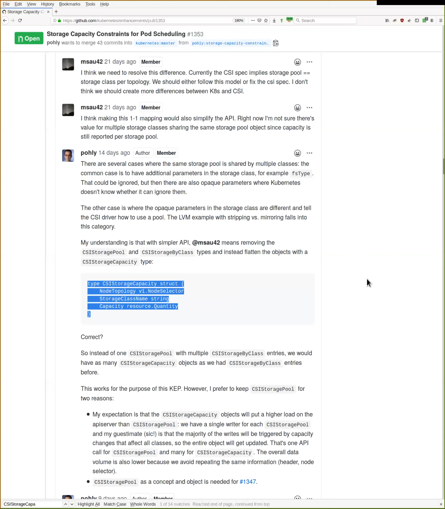It's the fact that when we had a single pool object with multiple storage classes, the question came up: can multiple storage classes share the same pool? What does the capacity of the pool actually mean then? And a lot of other orthogonal questions came up.